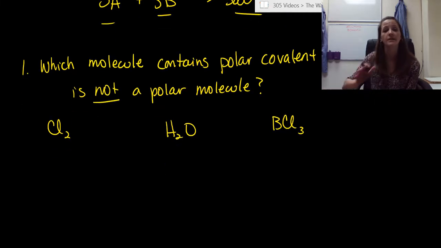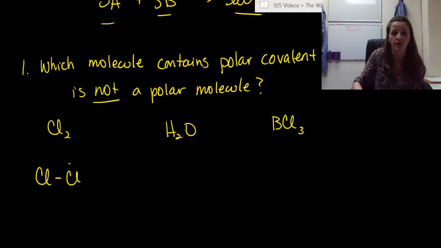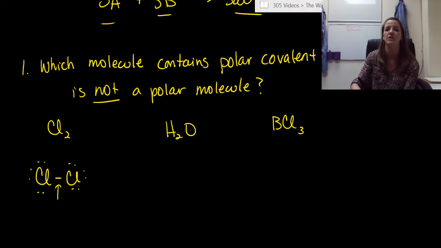The first thing you must do is actually draw out the molecule. So for chlorine, it's just diatomic chlorine. And I'm going to put my lone pairs in just for the sake of the argument. So right away what we can see is that I have two elements that are the exact same. So there is no way that that can be a polar bond. So chlorine cannot be an option.